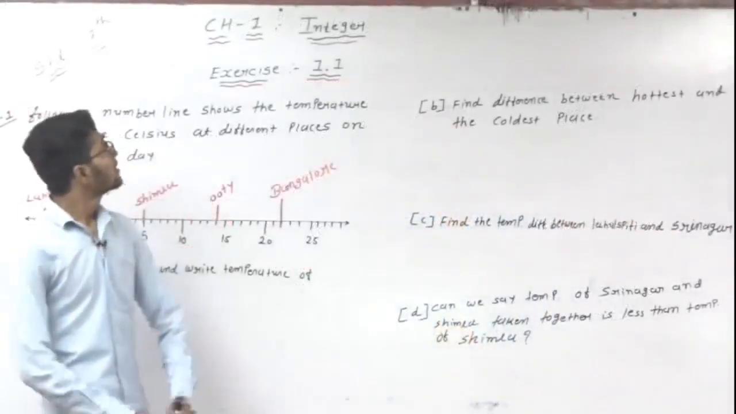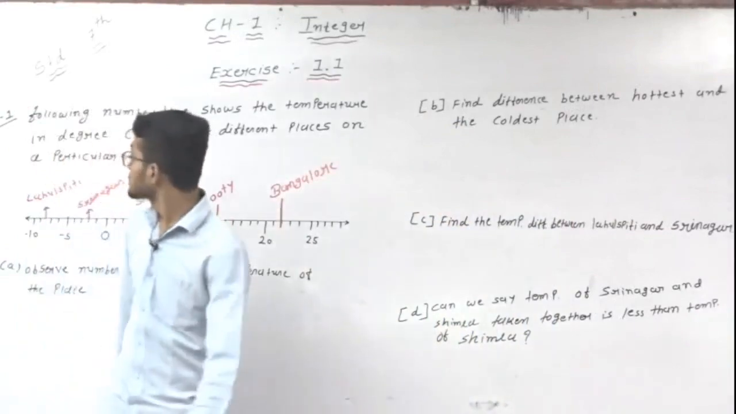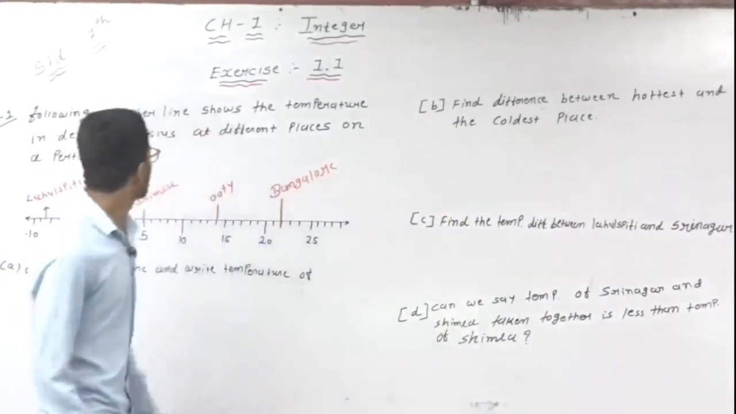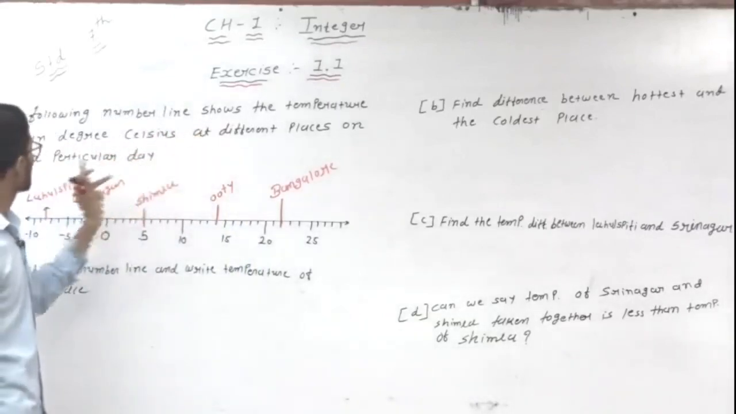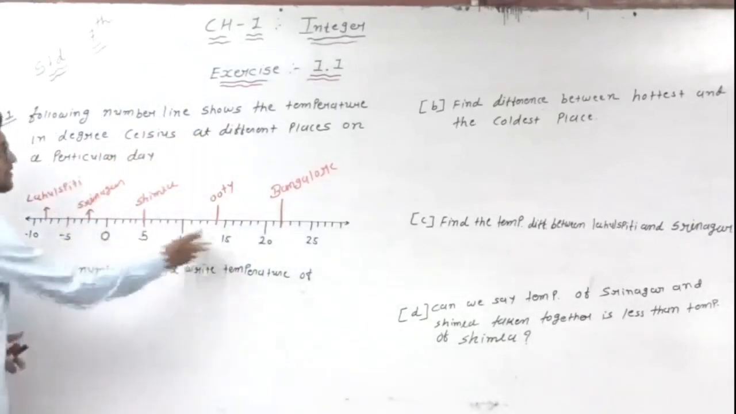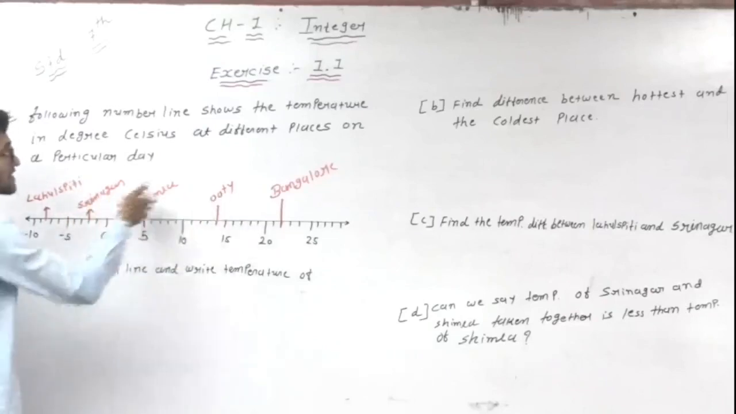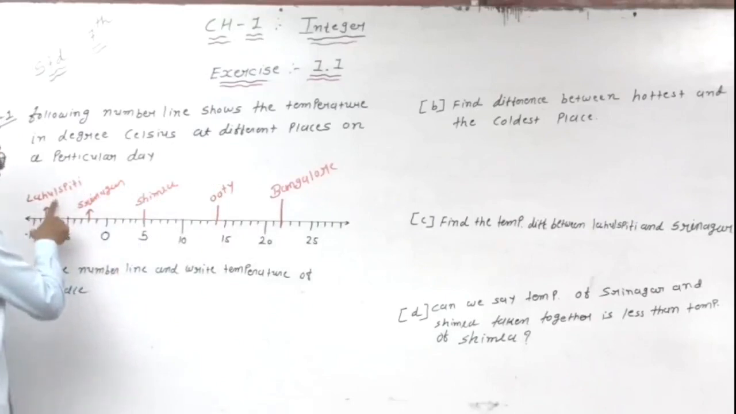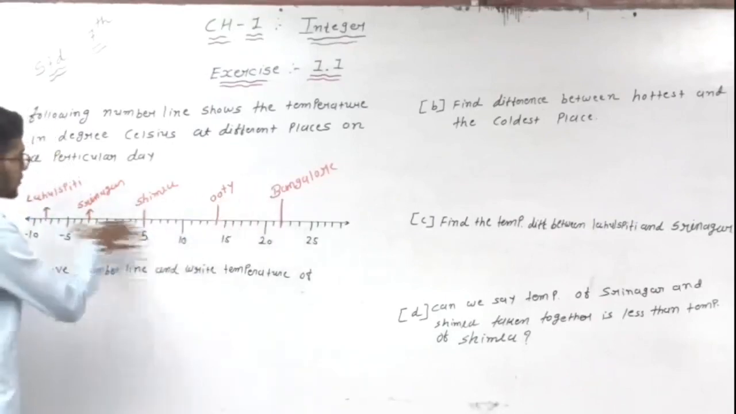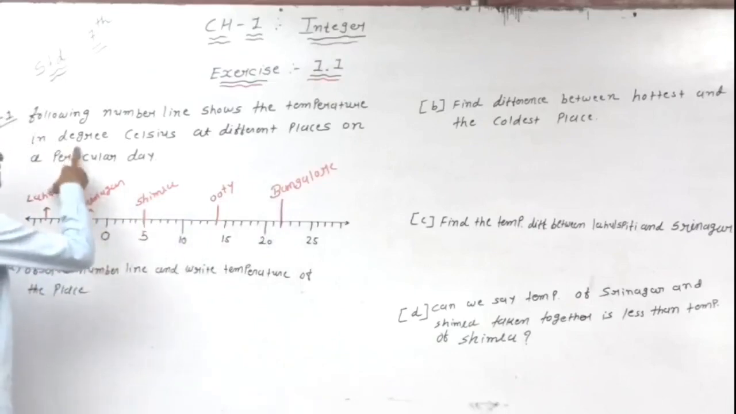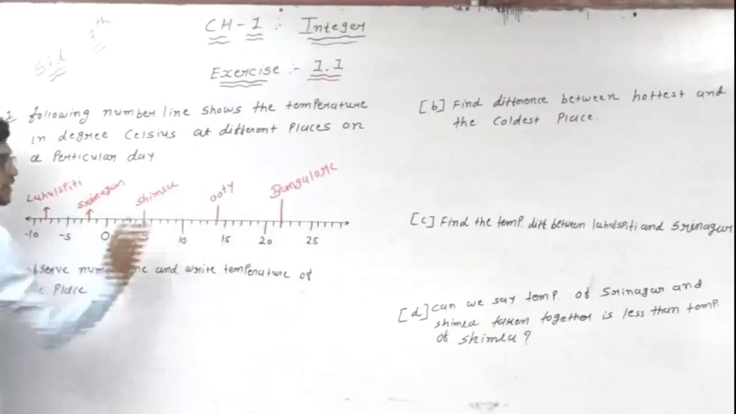Now chapter number 1, exercise 1.1, the first question. What is the first question? The following number line shows the temperature in degrees Celsius at different places on a particular day. Here given our number line and different places, yani ki cities, Lahaul Spiti, Srinagar, Simla, Ooty and Bangalore. So in this number line a temperature in degrees Celsius is given. So first of all see our number line.